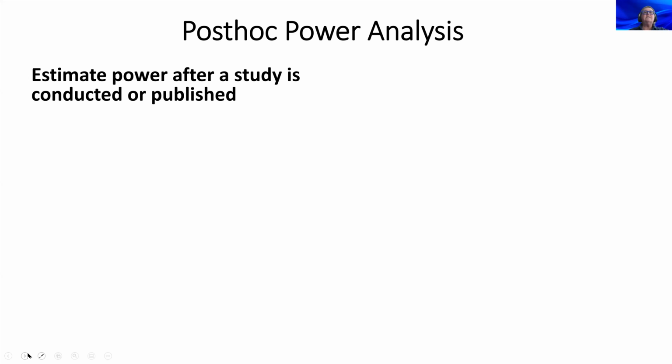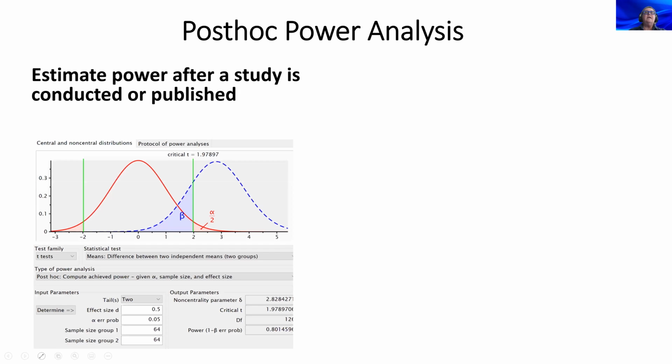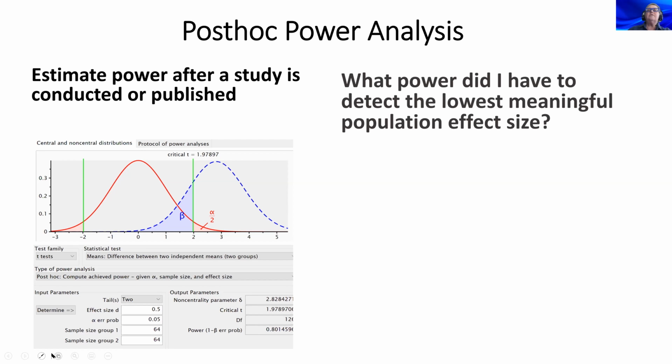Another power analysis is that of post hoc power analysis, and we're estimating the power after a study is conducted or published. So we have the sample sizes that were apparent in the groups. The effect size is the critical variable that we're concerned with. The reason I mention that point is that we're going to take a look at, well, what power did I have to detect the lowest meaningful population effect size?